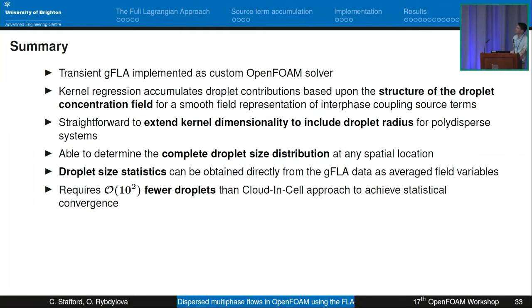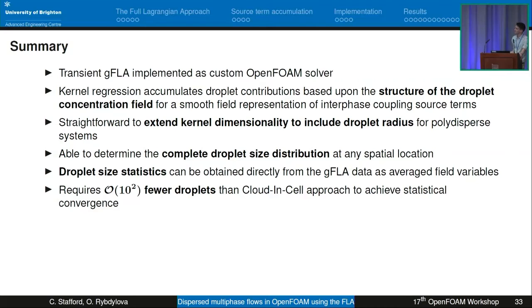So, conclusion then. The basics of the transient generalized fully Lagrangian approach have been implemented within OpenFOAM. And we've seen that kernel regression accumulates these contributions based upon the structure of the concentration field for the droplets in a smooth way, and we can use this for coupling source terms. It's straightforward to extend for polydispersed droplets, and we can generate a complete picture of the droplet size distribution at any point in space. The statistics can be obtained directly, so we've got number density, average size, etc.